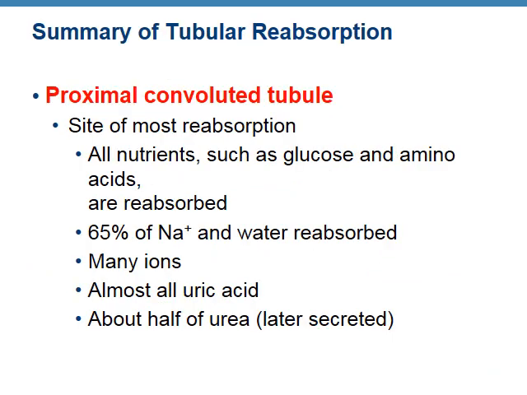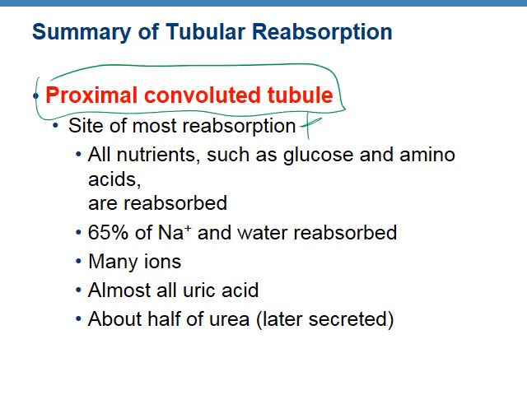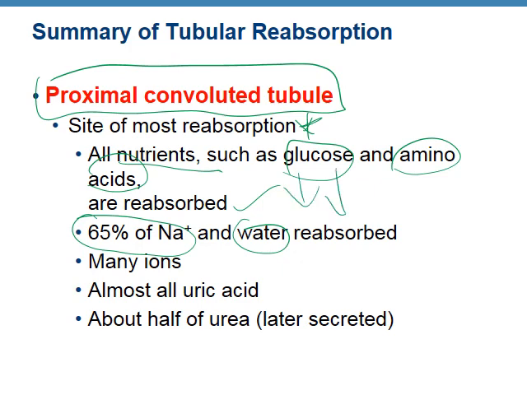If we wanted to do a summary of tubular reabsorption, what's happening? This is happening at the proximal convoluted tubule. This is where the majority of reabsorption happens. We're talking about the majority of the nutrients, right? So glucose and amino acids, all of these should be reabsorbed. We should reabsorb a lot of sodium and a lot of water because they're co-transported, right?